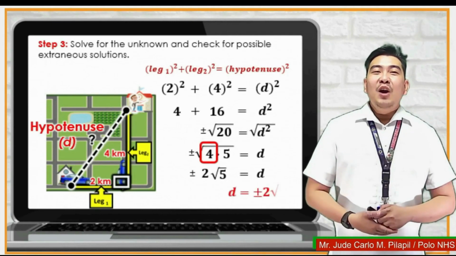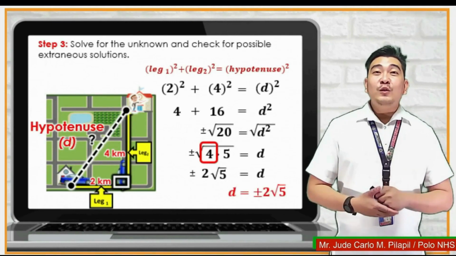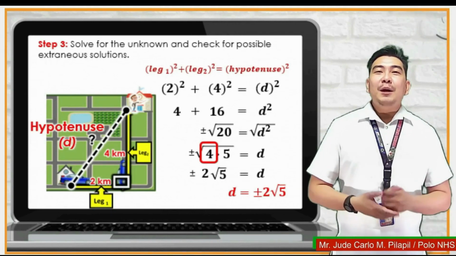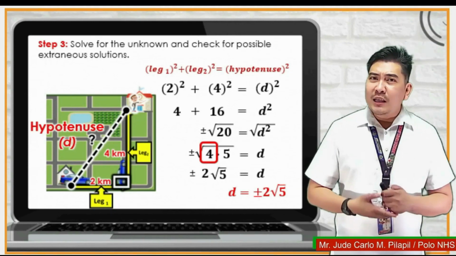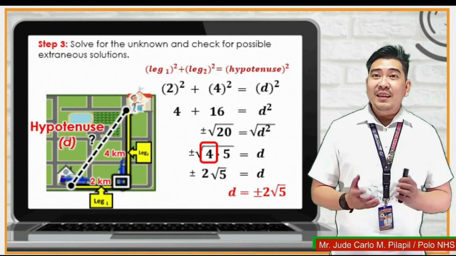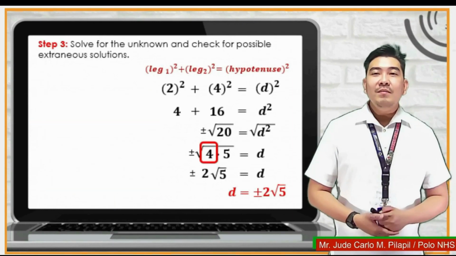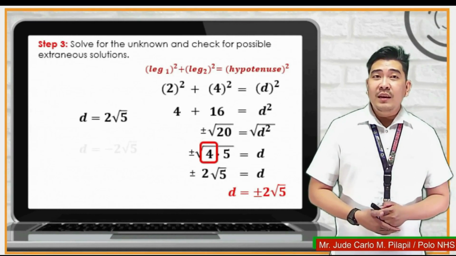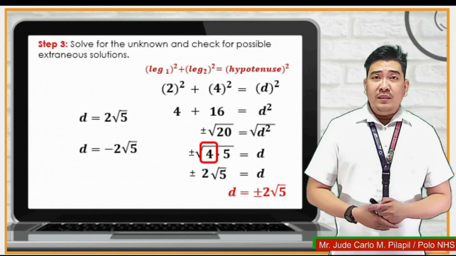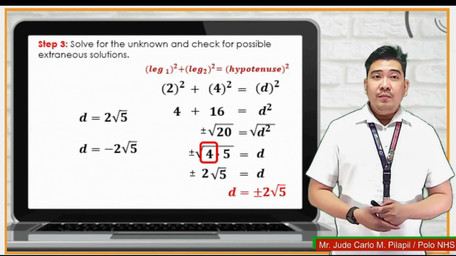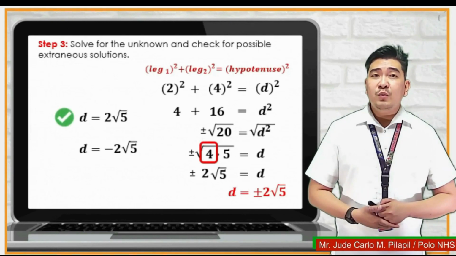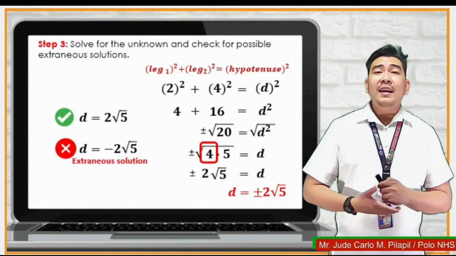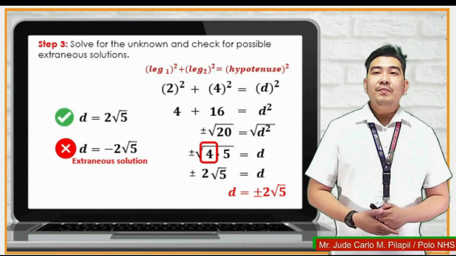If you can see, we obtained 2 values of D. Just like in problem number 1, we need to take the positive value since we are dealing with measurement, this time distance. So we have the first value, D is equal to 2 square root of 5. The second one is D equals negative 2 square root of 5. The answer here is 2 square root of 5. And the second one is considered as an extraneous root.